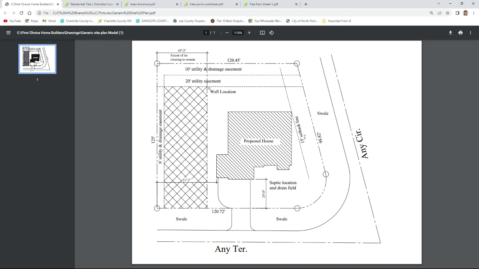On this particular lot, there were no heritage trees. However, had there been a heritage tree, say for example, over here in this location, we would have had to move the house over in order to leave the tree in place. So these heritage trees can only be cut down as a matter of last resort.